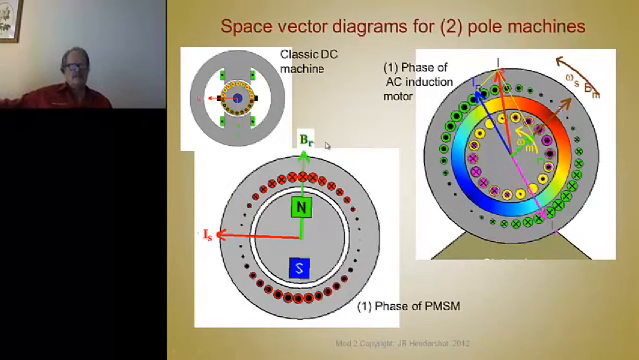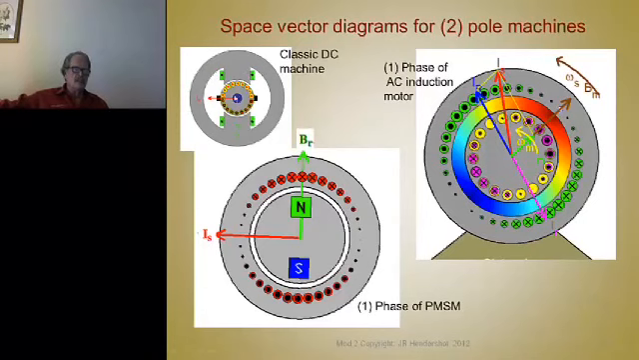Here's some space vector diagrams to help us think about these machines. Here's a classical DC machine with the wound field. Here's your two stator coils. It creates the DC field there, and here's your commutator with two brushes. These are commutated. So the field is this way, and the current is put in that way.